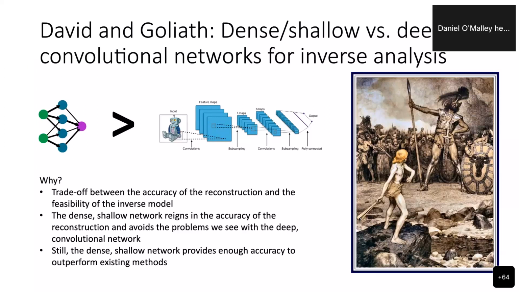So the dense shallow network is kind of in a sweet spot where it's not super accurate with the reconstructions, but it avoids the problems with making the inverse problem infeasible. And the thing that's good is that at least the dense shallow network still provides enough accuracy to outperform existing methods like the principal component geostatistical approach.